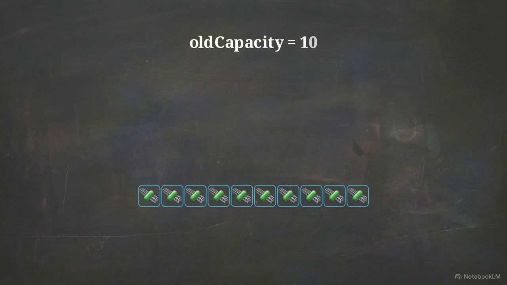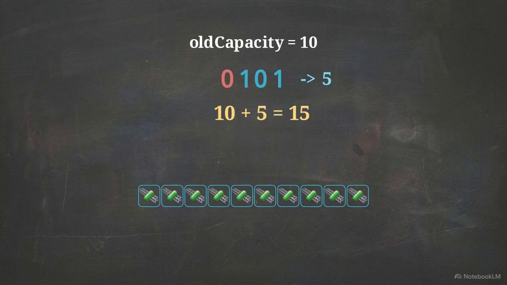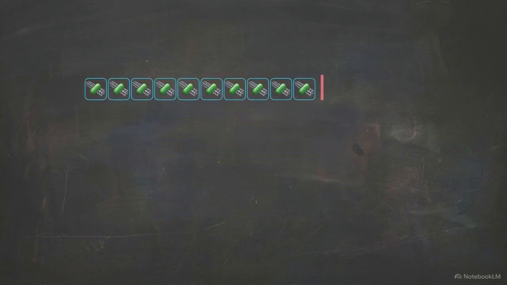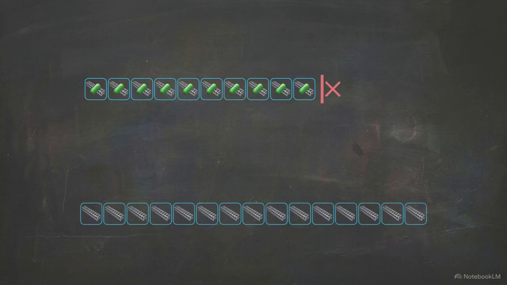To determine the necessary space, the JVM applies a bitwise right-shift formula. It takes the oldCapacity of 10 and shifts the bits to the right by one position to yield 5, calculating a new target size of 15. Shifting bits to the right is a highly optimized method for dividing by 2. This math forces the system to instantiate an entirely separate 15-block array in a different sector of the heap, exactly a 1.5 times capacity expansion.